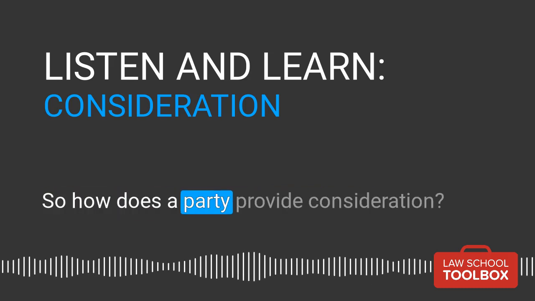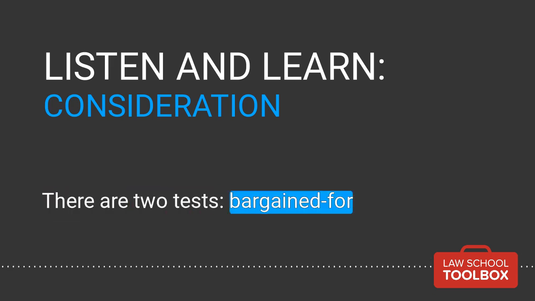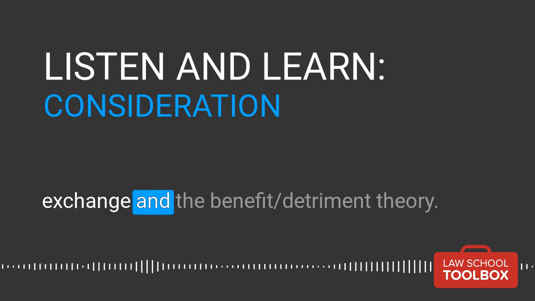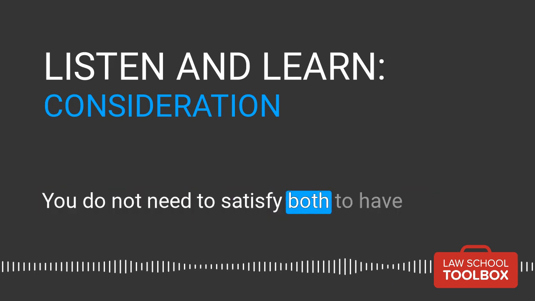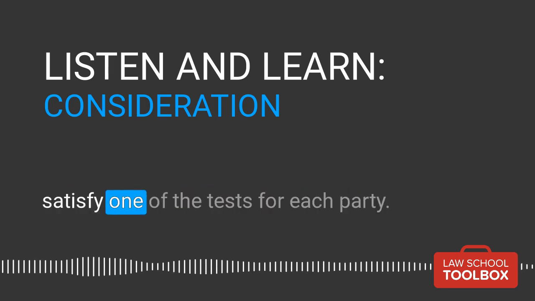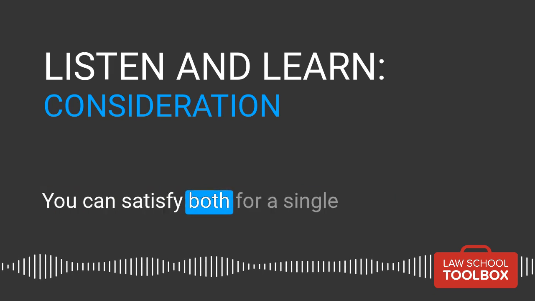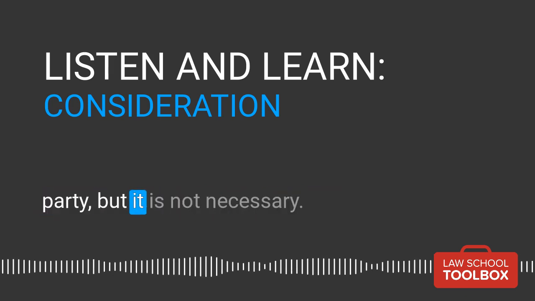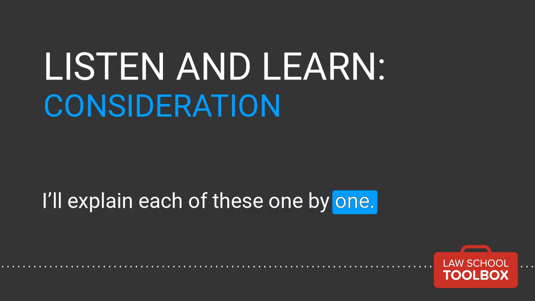So how does a party provide consideration? There are two tests, bargained for exchange and the benefit-detriment theory. You do not need to satisfy both to have valid consideration. You only need to satisfy one of the tests for each party. You can satisfy both for a single party, but it is not necessary. I'll explain each of these one by one.